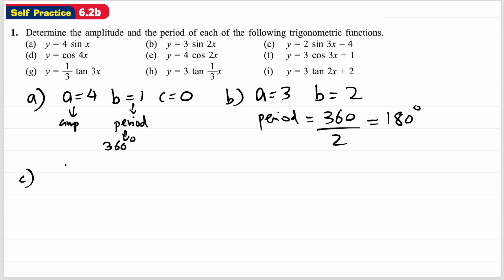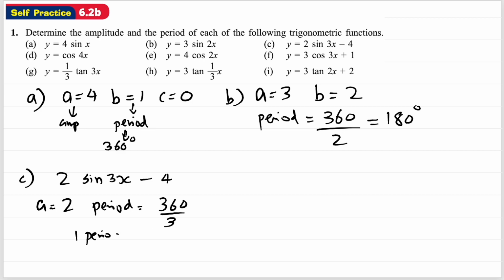See? Okay, you have to sin 3x tolak 4. So, terus ambil saja A dia sama juga dengan 2. And then period is equals to 360 bahagi dengan 3. So, you akan dapat 1 period ataupun 1 cycle is equals to 120. So, dia ada 3 cycles.